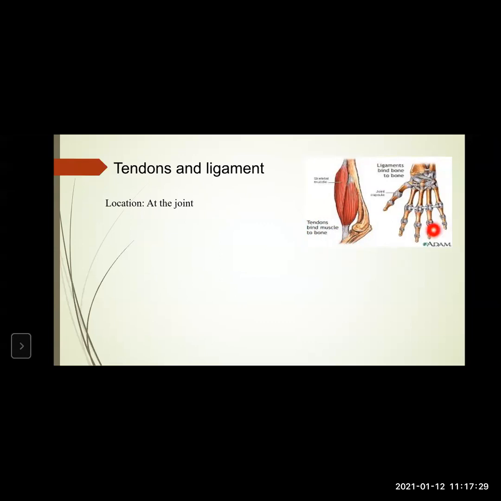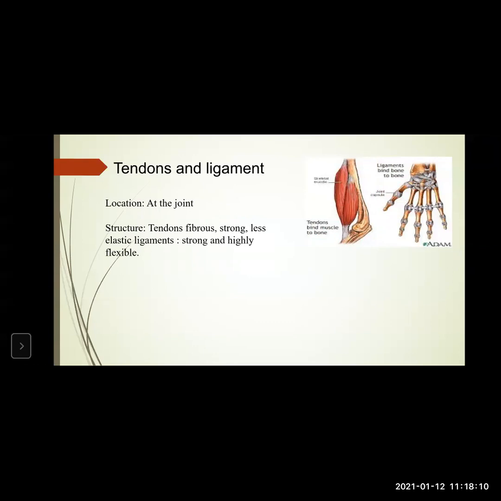If you see this part, here muscles are not there, but one bone is connected to the other bone, right? This whitish structure that you see at the joint is known as ligament. Ligaments are very thin fibers which connect a bone to a bone. Remember this difference. Tendons connect muscles to the bones, whereas ligaments connect bones to the bones.